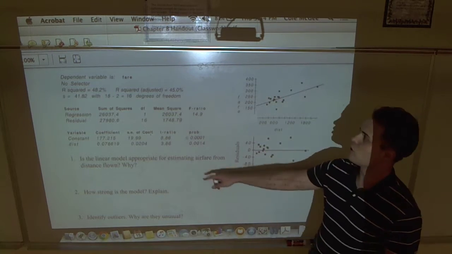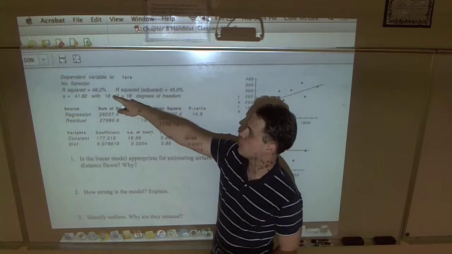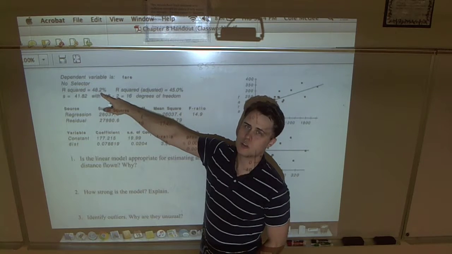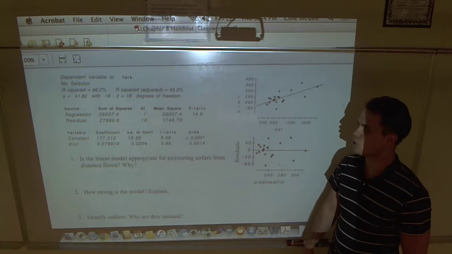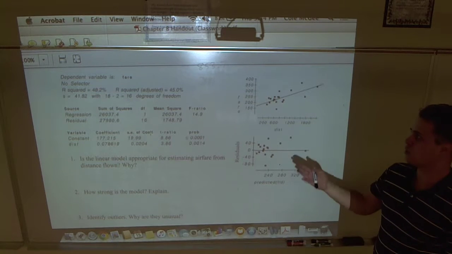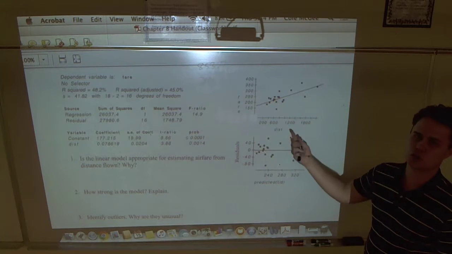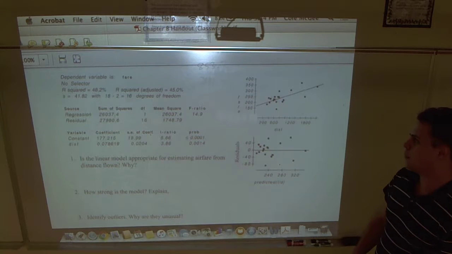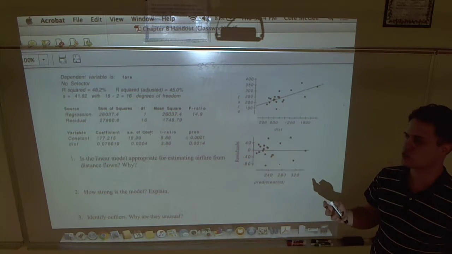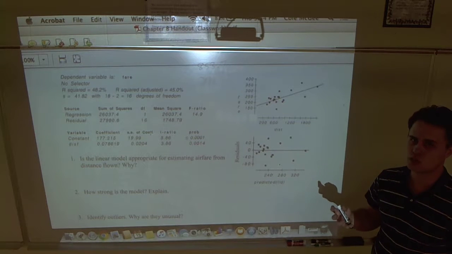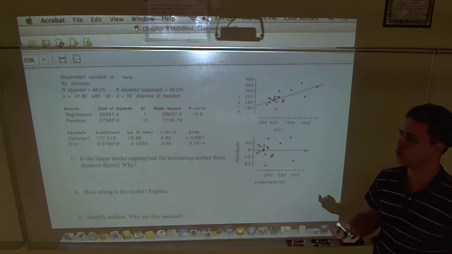So r squared, why don't we put that here? We've got a printout this time. It says 48.2%. That's the number we had a second ago. 48.2% of the variation in the fares can be explained by the variations we're seeing in the distances. Don't think that's too low, because a lot of the time r squared greater than 40% is something that you have to live with in real scenarios.